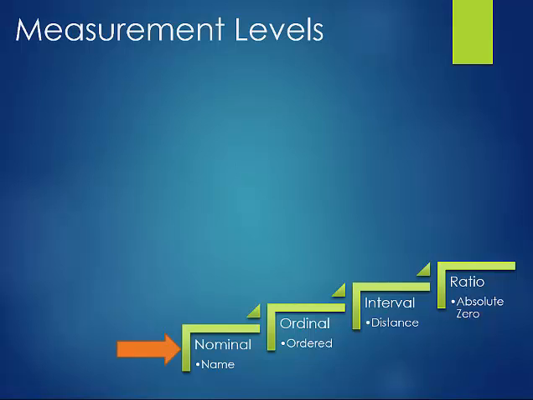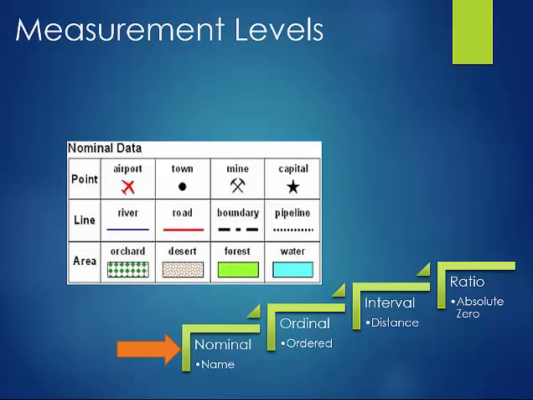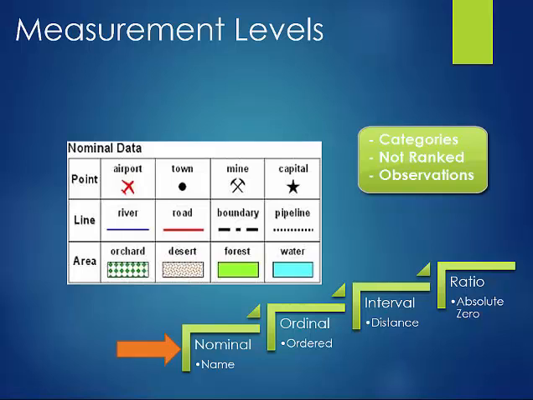Data at the nominal level means that we know the name of something. Data that is noted by different names or categories are measured at the nominal level. For example, land types, boundary lines, and other data that is produced by assigning observations into unranked categories. Data can be grouped into categories by type, but not ranked from high to low.